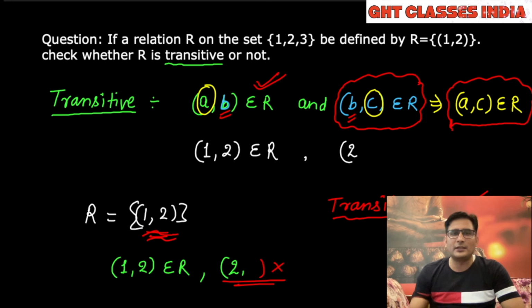Check whether R is transitive or not. Yes, so we can say that R is transitive. So this relation is a transitive relation. So I hope this question is clear.